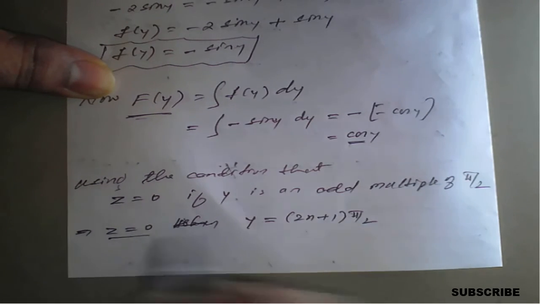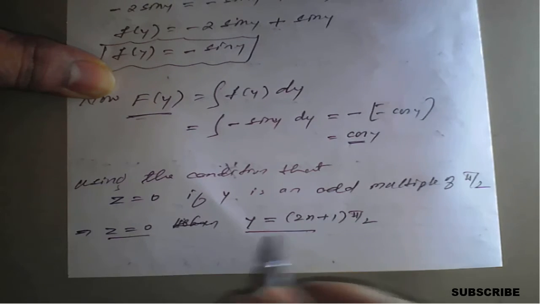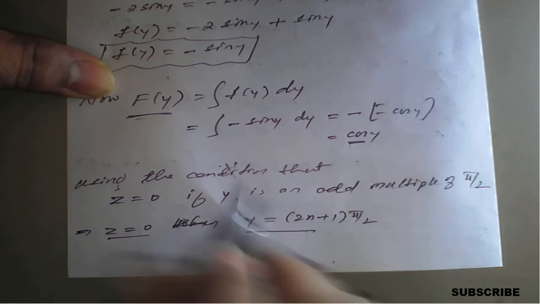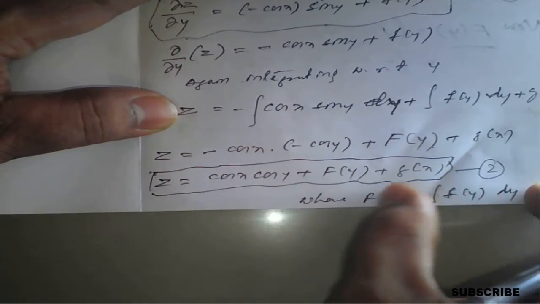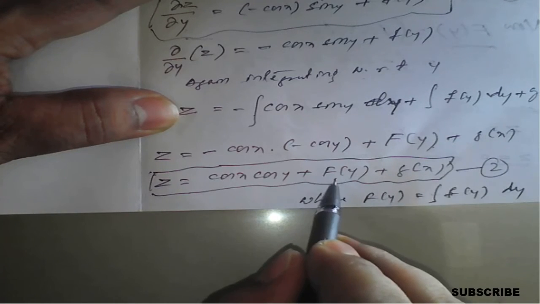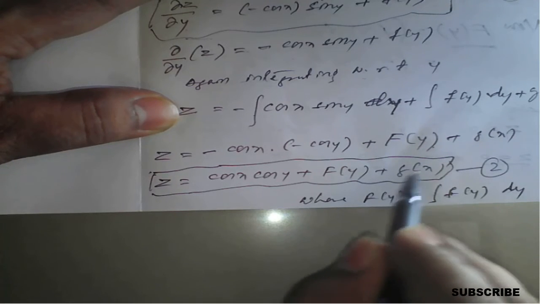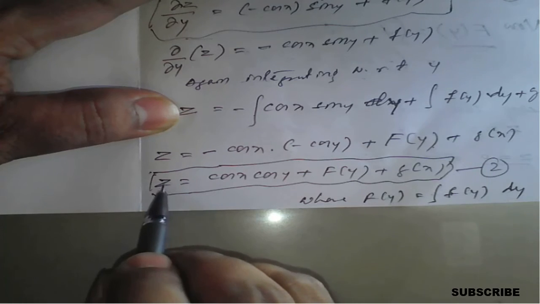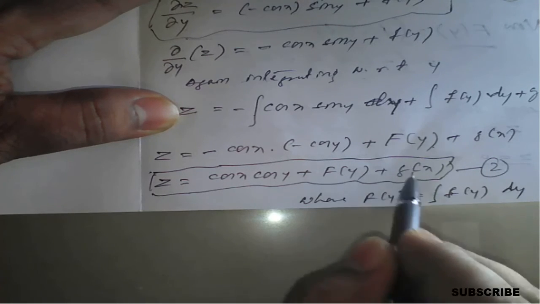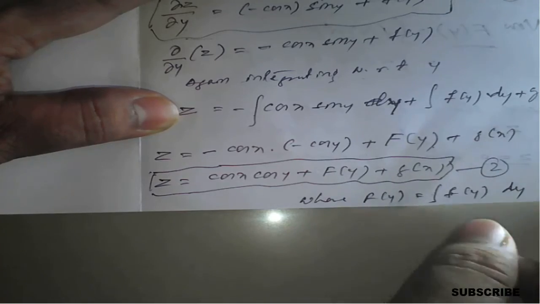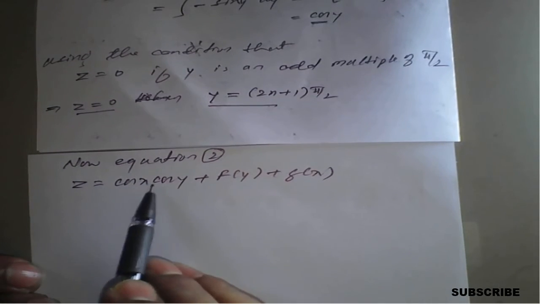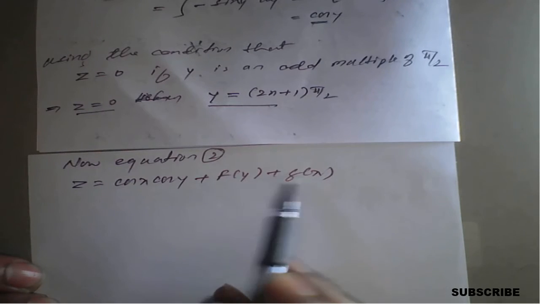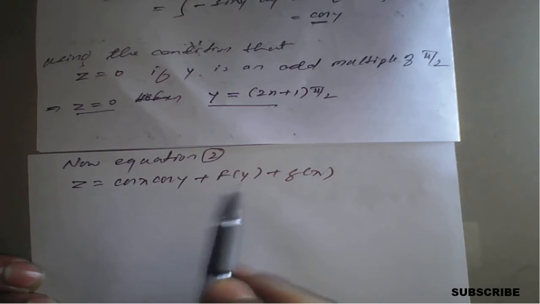So this z is equal to 0 and y is equal to 2n plus 1 of pi by 2 we will apply in this equation number 2. We know the value of capital F of y, and from this condition we will get g of x, and this z will be free from the integrating factors f of y and g of x finally. Now equation 2 is z is equal to cos of x cos y plus F of y plus g of x. So we'll replace everything.